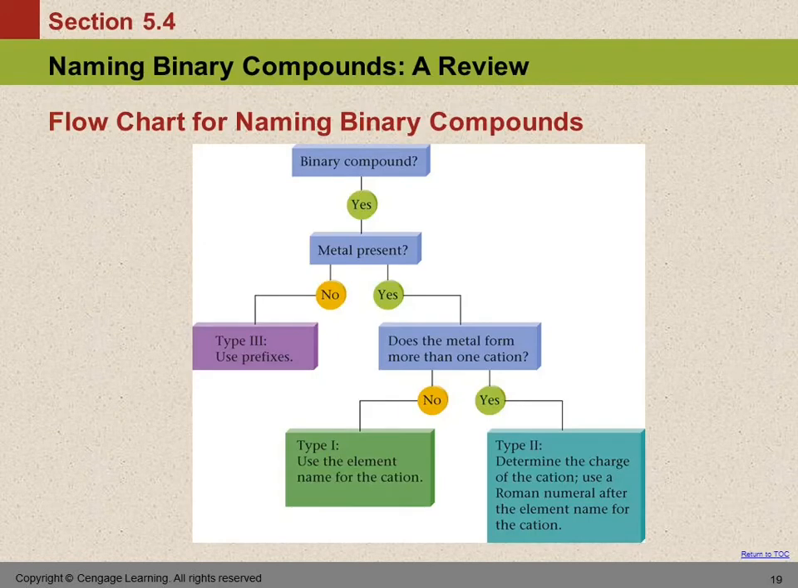There's a flow chart, which may or may not be helpful to you. Things to ask yourself as you name things. Is it a binary compound, meaning 2 elements? Yes. Okay. Is there a metal present? If no, then you come over here and you use the prefixes. If there is a metal, does it form more than 1 cation? If yes, then you have to figure out what the charge is and use a Roman numeral. If it does not, then you just use the element name and you go on. So that can help you figure this out.